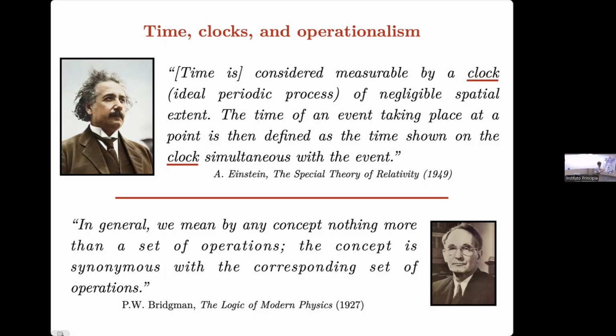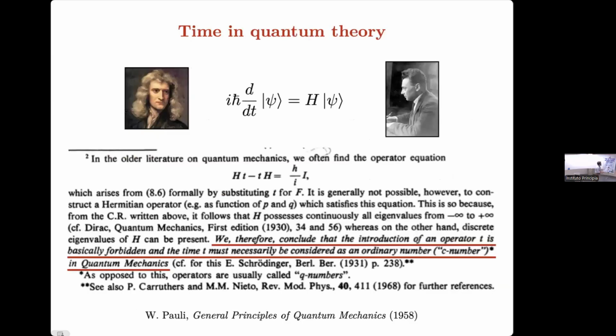So how do we import this into quantum mechanics? Well, Pauli thought about this, and in his book, he wrote this little footnote. He says, this equation here, the Schrodinger equation, is the only place that time appears in the quantum theory.